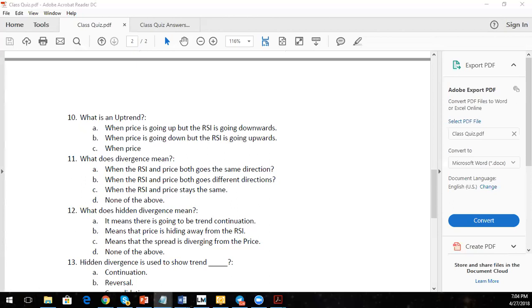All right, so the actual answer to that would be C. So C is the right answer, guys. What does divergence mean? Does it mean when the RSI and price both go the same direction? Does it mean when the RSI and price both go different directions? Does it mean when the RSI and price stay the same? Or none of the above?